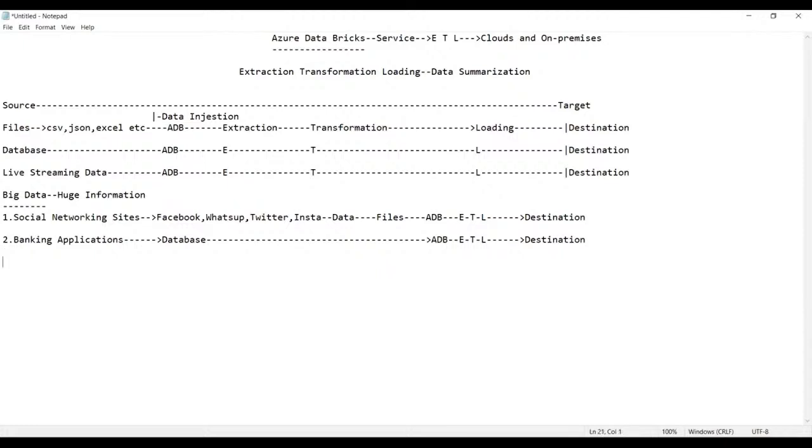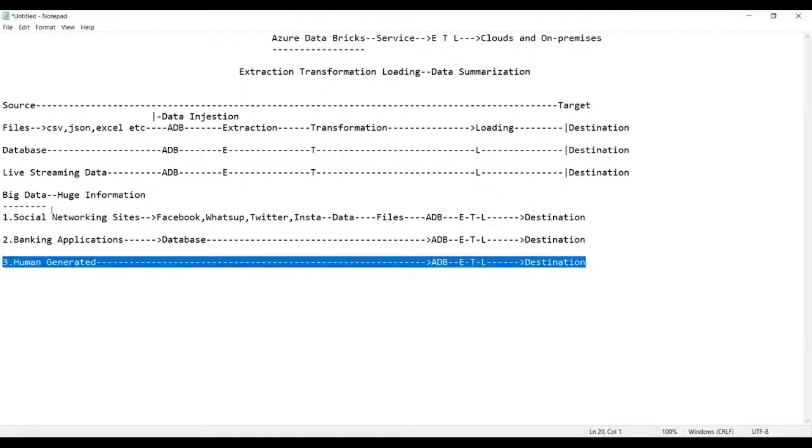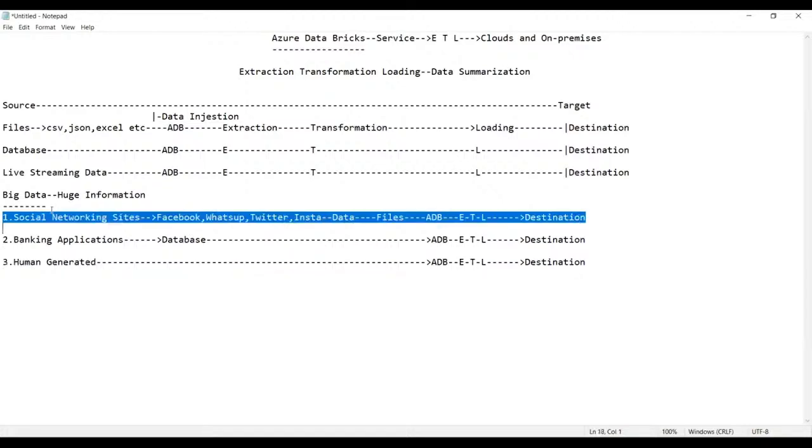Likewise, you can also get the data from human generated data. Human generated means the data which is generated by you and me. Same process: human generated data will again be accessed into the ADB, and using the ADB we perform extraction, transformation, and loading. And ultimately, finally we load it towards the destination.